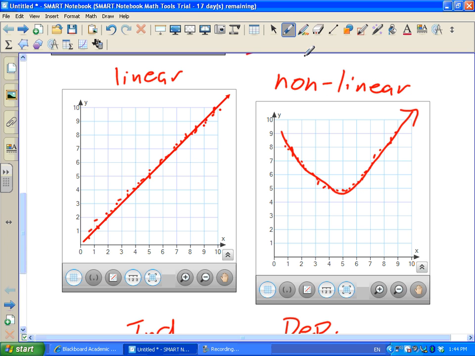Okay, I'm talking about the title though. Nonlinear, okay? And we will be using a curve to represent that data.